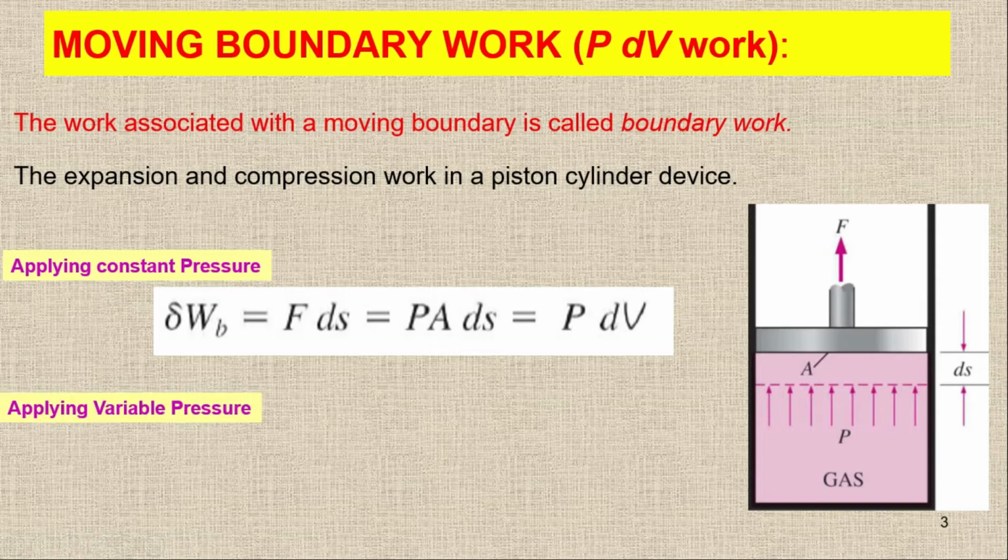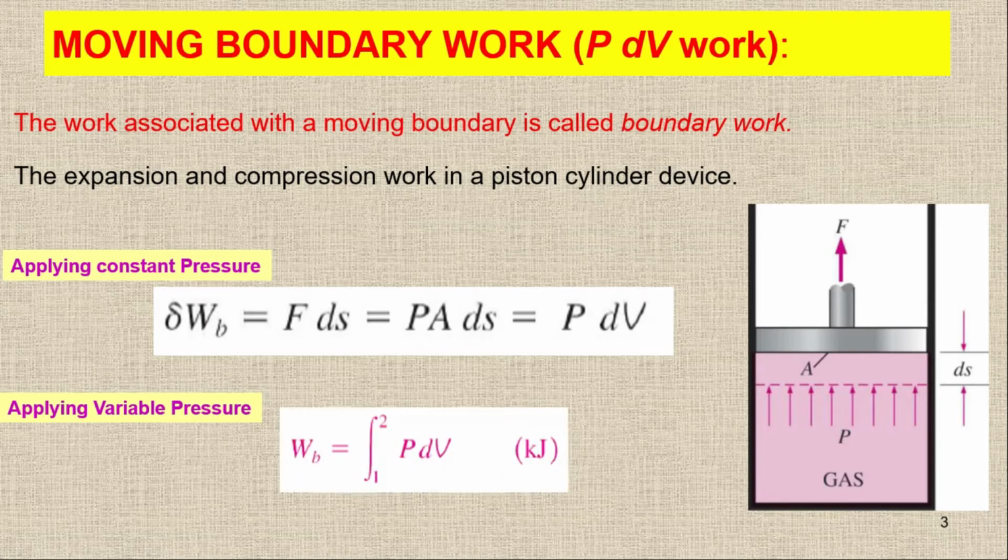But if we have a variable pressure, if the pressure is going to change, then to find the work you have to integrate it between two states. So normally the boundary work is equal to the integral of P dV from state 1 to state 2. This is the basic equation of the boundary work. If the pressure is constant, then I can easily take P outside, and then it will be P dV, which is like this one.